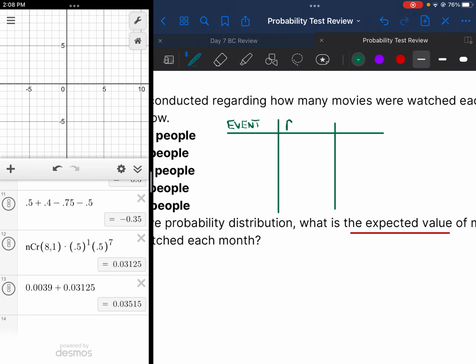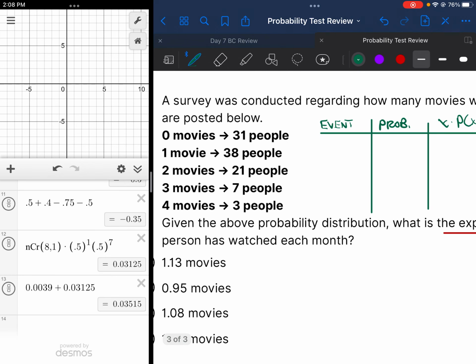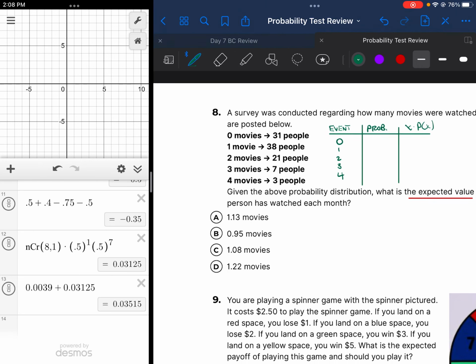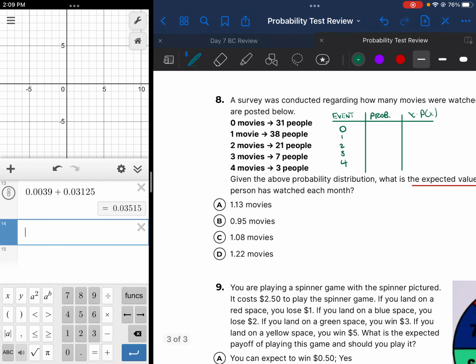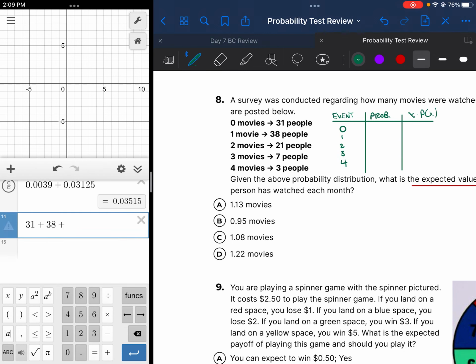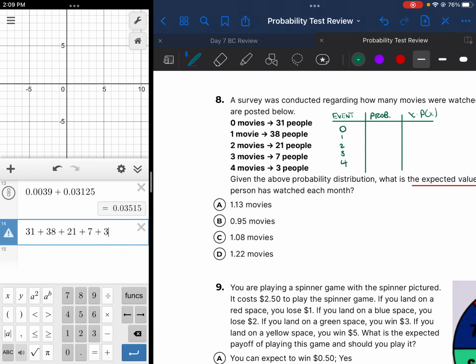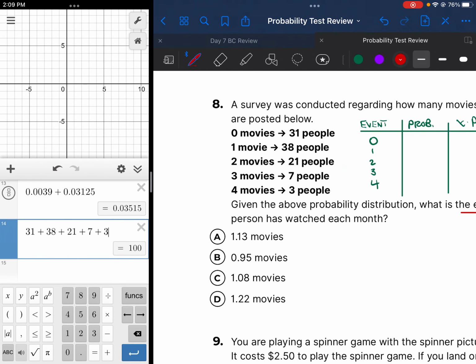Yeah, this should be fine. The probability, you'll see what I mean by that when we make the calculation. And then x times P of x. So someone watches 0 movies, 1 movie, 2 movies, 3, and 4 movies. Let's go ahead and get our total. So a telesurvey was conducted, blah, blah, blah. Let's add up all these numbers together, get our total. 31 plus 38 plus 21 plus 7 plus 3. 100 people. Nice number there.